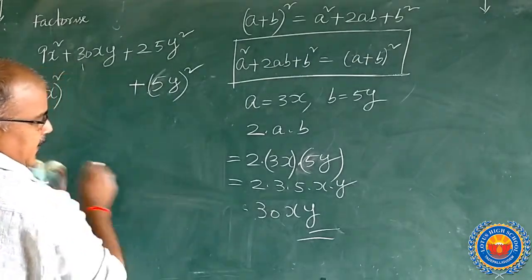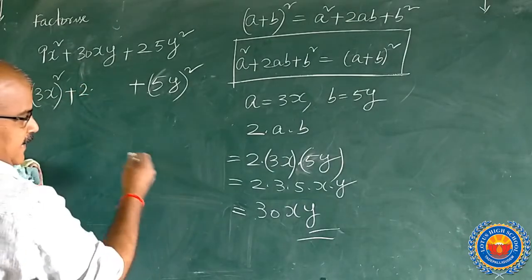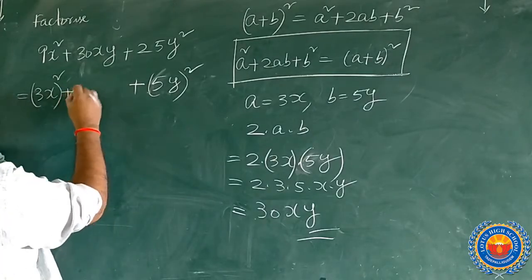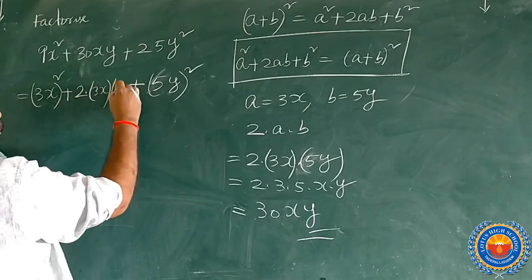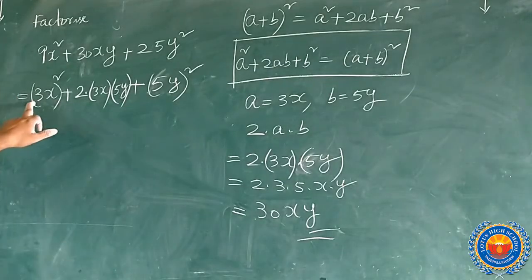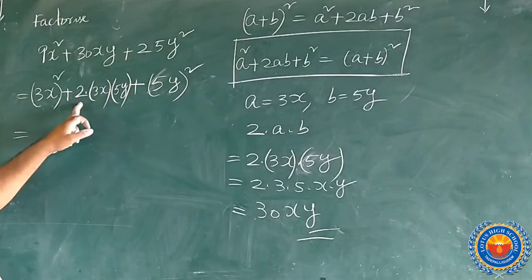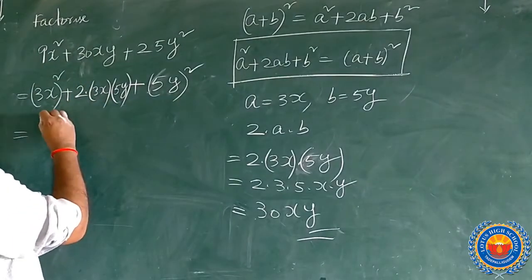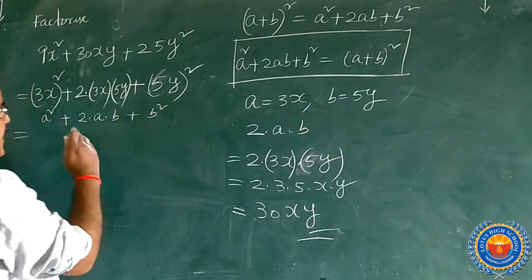Now I am writing 30xy is nothing but plus 2 into 3x into 5y. Just to check, 3x whole square is equal to 9x square, 5y whole square is equal to 25y square, and 2ab, 2 into a into b, is 30xy. It looks like a square plus 2ab plus b square. It is nothing but a plus b whole square.